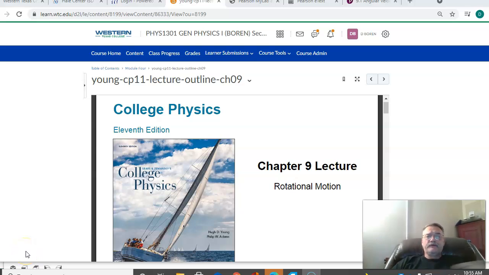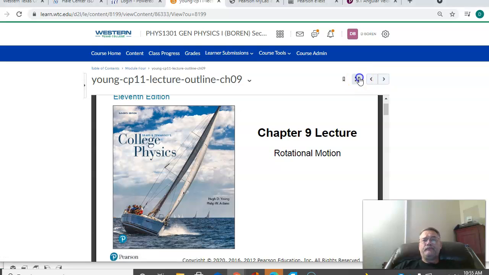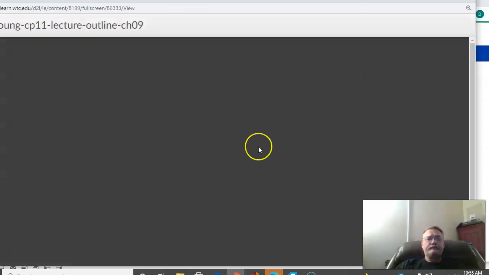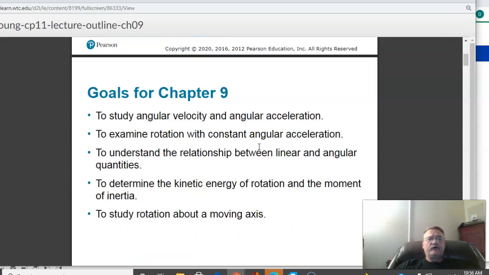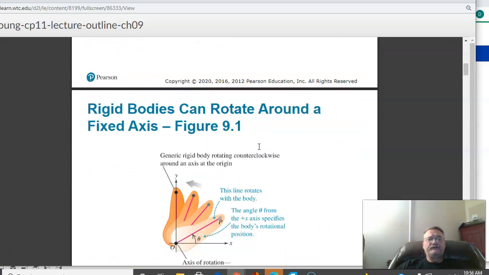Chapter 9 is the study of rotational motion. And when we look at the concepts that are expressed here in your chapter, we have a few that we're going to try to point out. To study angular velocity and angular acceleration is one of our goals, and to examine rotation with constant angular acceleration, and comparing linear and angular quantities.